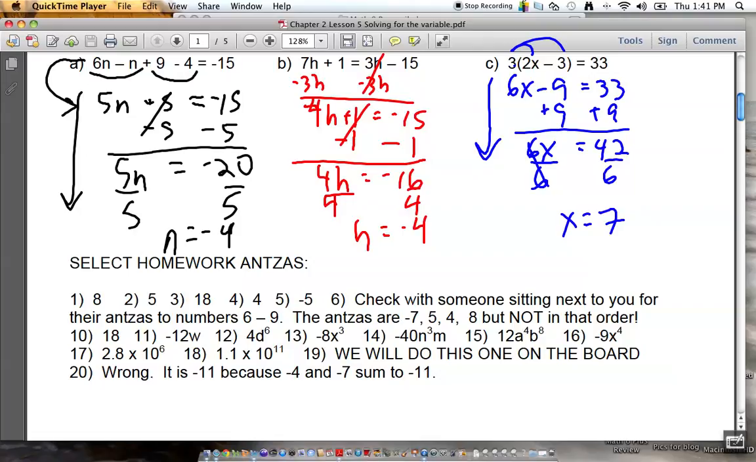Now, you are looking at a huge part of your next test. Can you do A, B, C? If any one of those does not make sense to you, you need to be at extra help, not only for the relearn packet, but to learn how to do this. These are core skills. Without them, you cannot pass this class. You need to get good at this. Any questions?